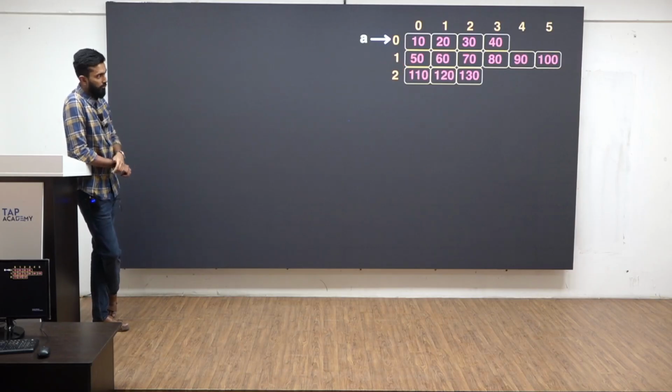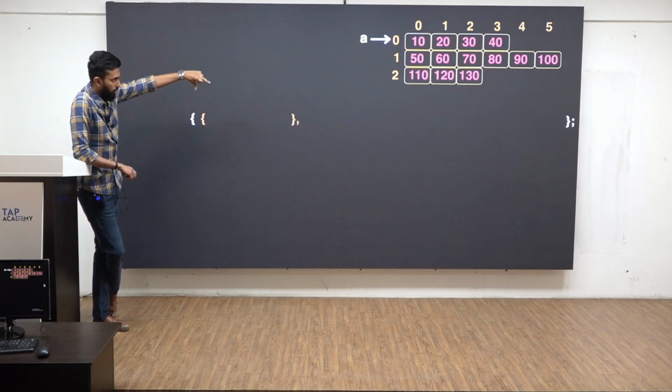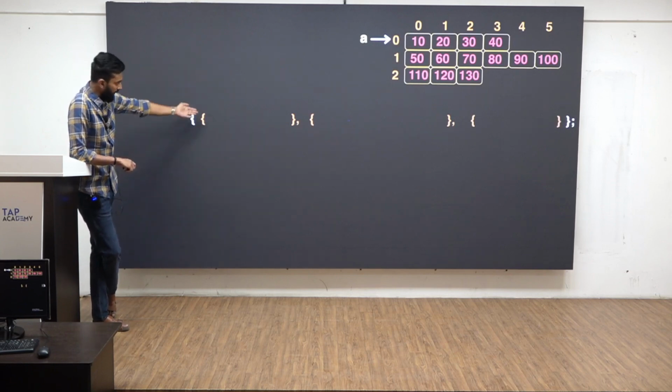Okay? Observe carefully. Simple. Start by putting flower brackets. Then tell how many rows. How many rows? 3 rows. Row number 1, comma. Row number 2, comma. Row number 3. Like this. Clear till here? Columns means directly pass data.